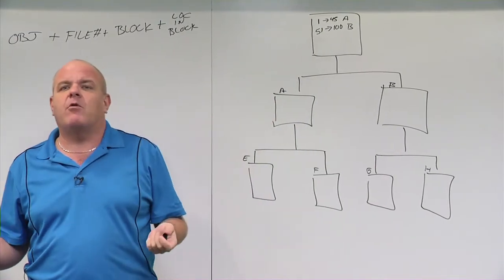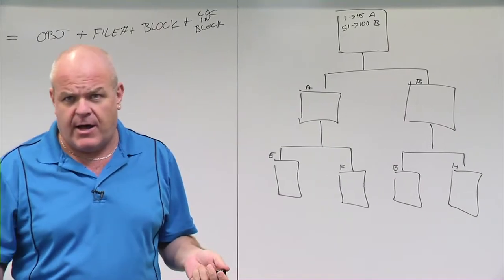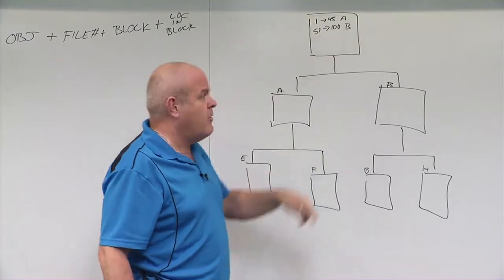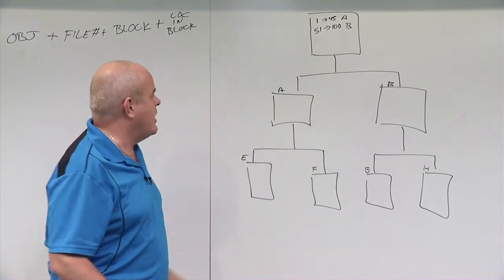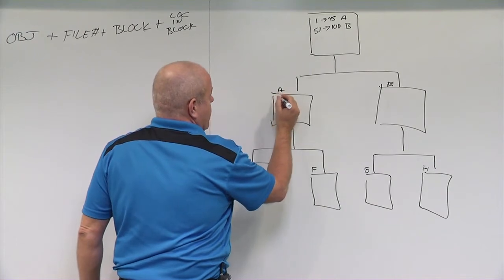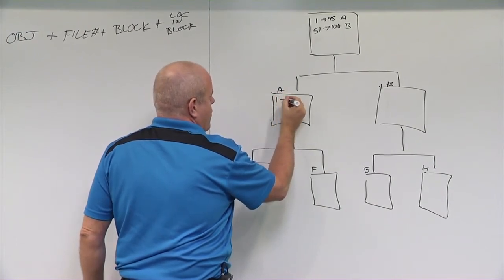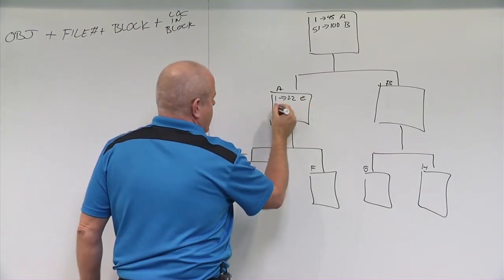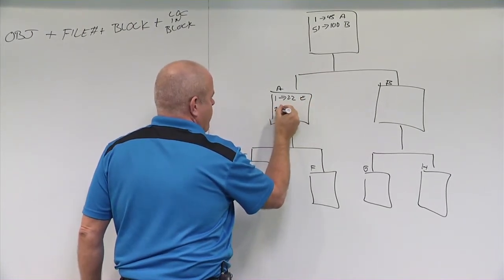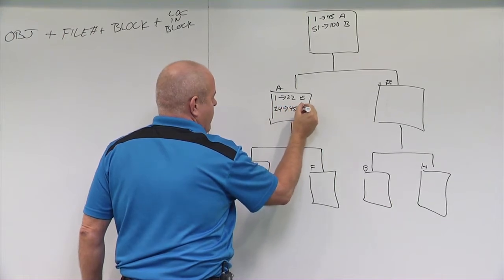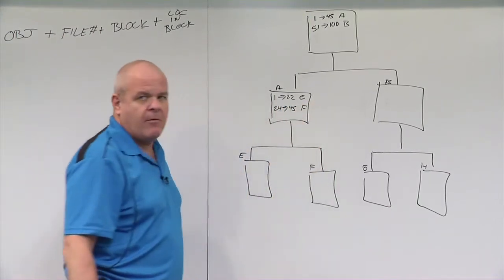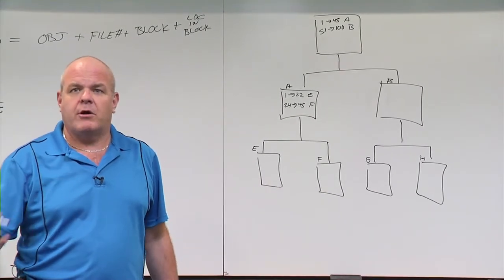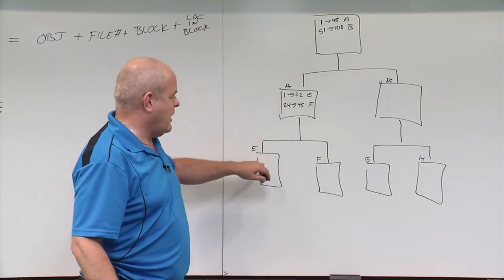Now let's say we're looking for employee ID 25. So we come to our root node. It says go to branch A. So let's find branch A. Here's branch A. Now branch A will tell us if you're looking for 1 through 22, go to block E. If you're looking for 24 through 45, go to block F. We're looking for employee ID what? We're looking for 25. So we're going to go to block E.